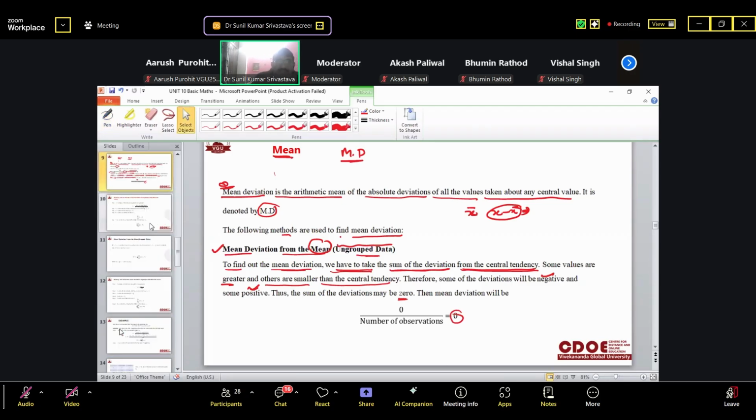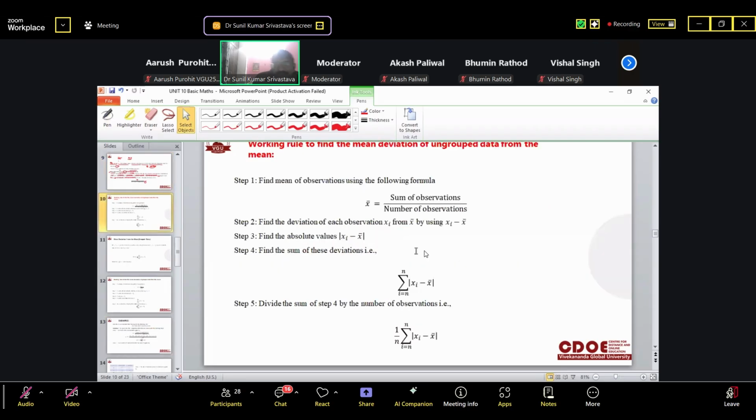This formula can be used, and the same sequence is the working rule to find the mean deviation from the mean for ungrouped data. We have to go through it in a systematic order. For step 1, we have to find the mean of the given data set. What is the mean formula? The sum of all observations, sum of x upon n, the total number of observations, gives the mean of the given ungrouped data set.